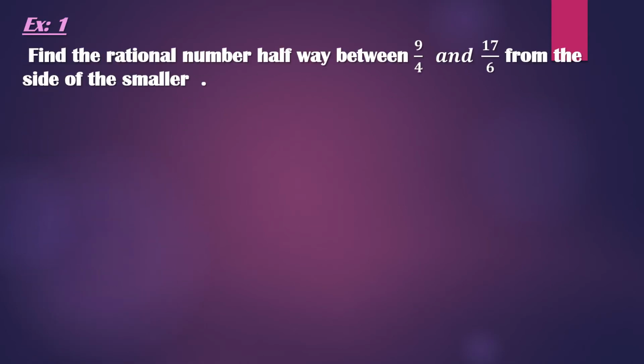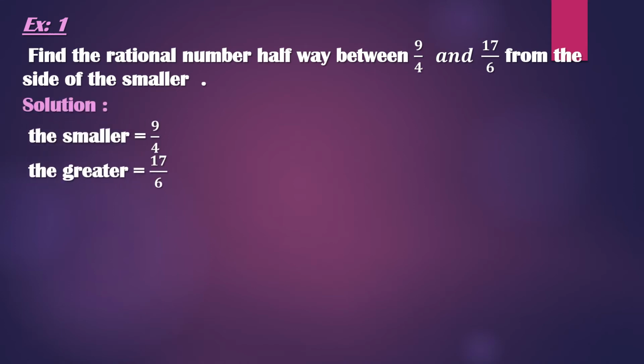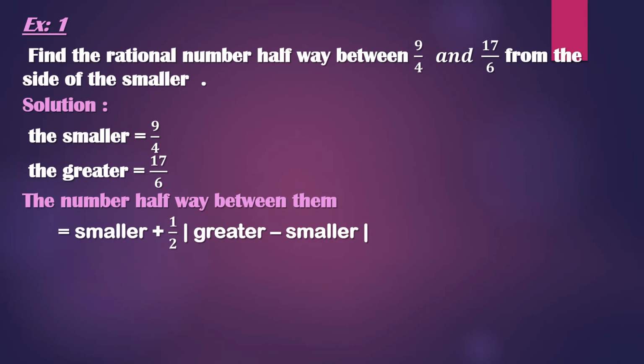Example number 1. Find the rational number halfway between 9 over 4 and 17 over 6 from the side of the smaller. First, we must define the smaller number and the greater number as follows. The smaller number here is 9 over 4 and the greater is 17 over 6. By using the previous rule, the number halfway between two given numbers is equal to the smaller number plus half the greater minus smaller in the absolute value.